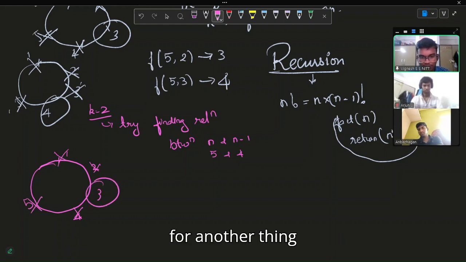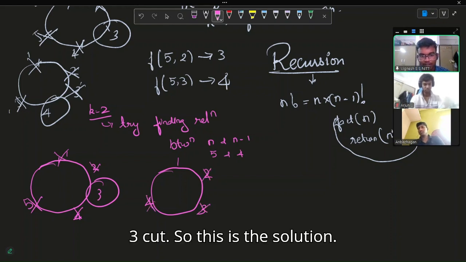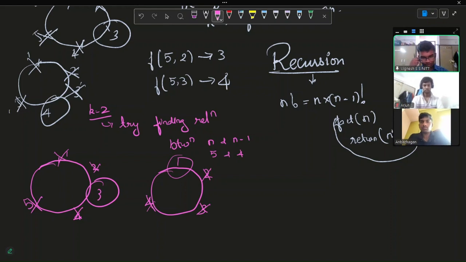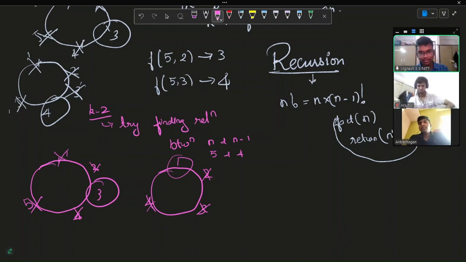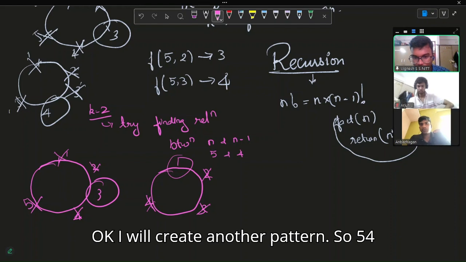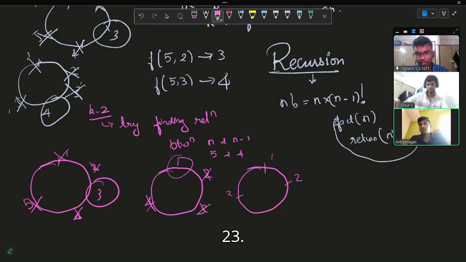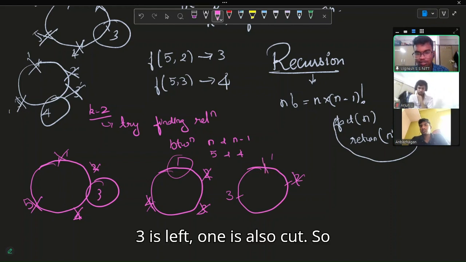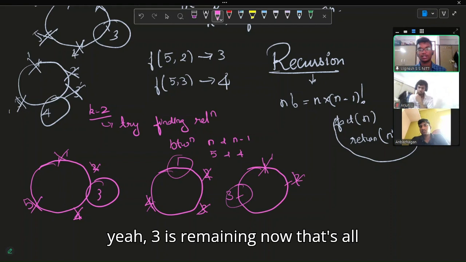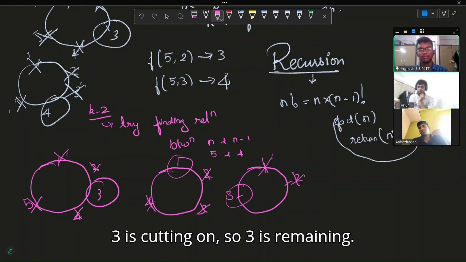For another case, 4: 1, 2, 3, 4. So 2 cut, 4 cut, 3 cut. So this is the solution. Now you want to create a pattern. 4 is done, so I'll create it for 3 also: 1, 2, 3. 2 is cut, 1 is also cut, so 3 is remaining. Again 1, 2, 3: 1, 2 is cut, 3 is cutting 1, so 3 is remaining.